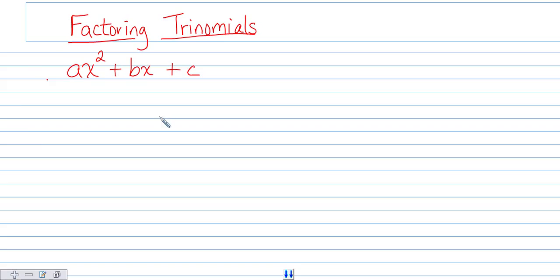So the first stage that you need to know about is a trinomial where a equals 1. Or you'll see it in the general format of x squared plus bx plus c. So there will be no number in front of the x squared, or it'll have a coefficient of 1. So let's look at our first example. You're given the first example of x squared plus 5x plus 6.